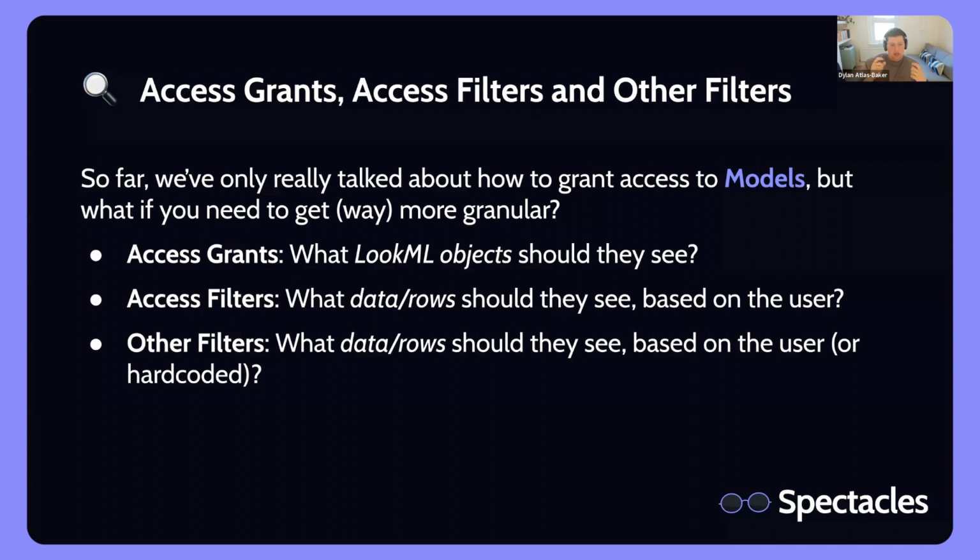And then we can actually get into the underlying data. So we then have access filters, which is basically what data, or practically speaking, what rows should people see based on the user. So based on the user attribute, what should they be able to see or not? And then there's a couple other types of filters that can also be used here if you want to do things more dynamically or need something more custom. And this can be based on the user, or it can also be hard coded. So it's slightly different. We'll get into that as well.